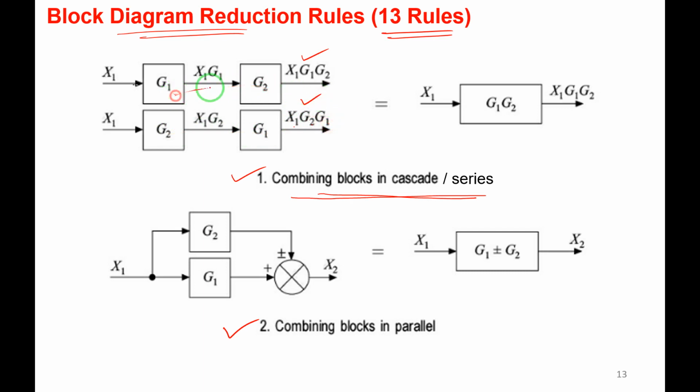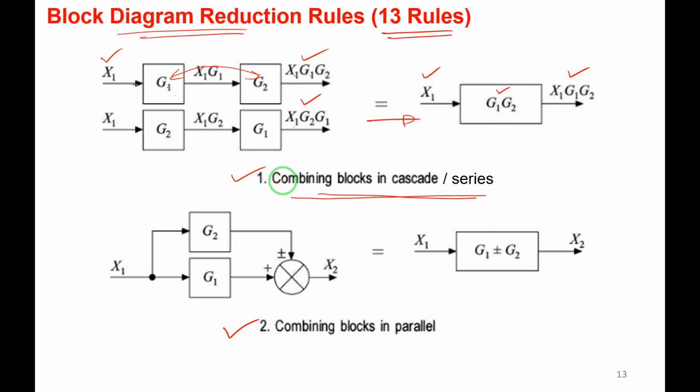Suppose the two blocks are in series or cascade, I can convert them into a single block like this. Just multiply the transfer functions of the two blocks. G1 of S is simply G1 and G2 of S is simply G2. There are two blocks here, I merge them into a single block and multiply the transfer functions, G1 into G2. I hope you are getting the transfer function represented as a single block. The input is X1 and the output is X1, G1, G2.